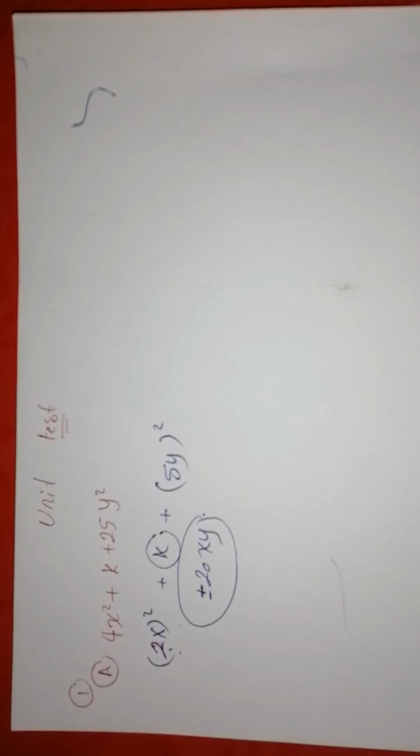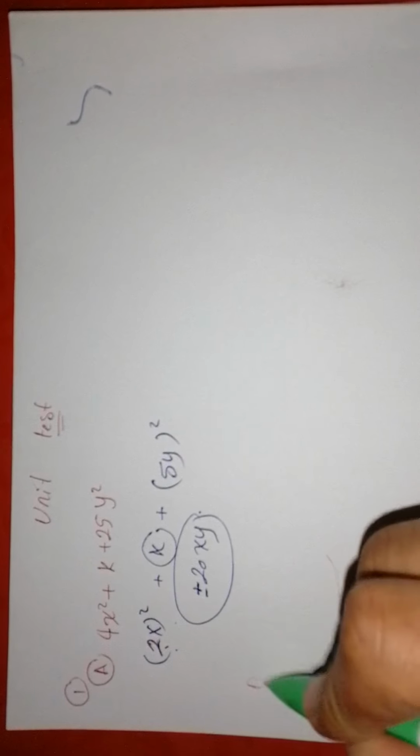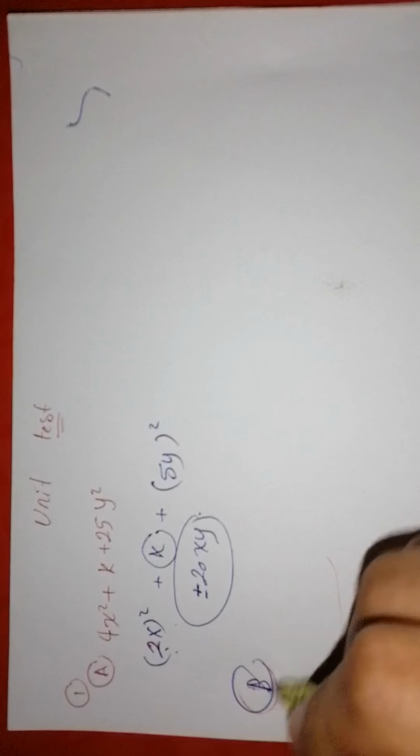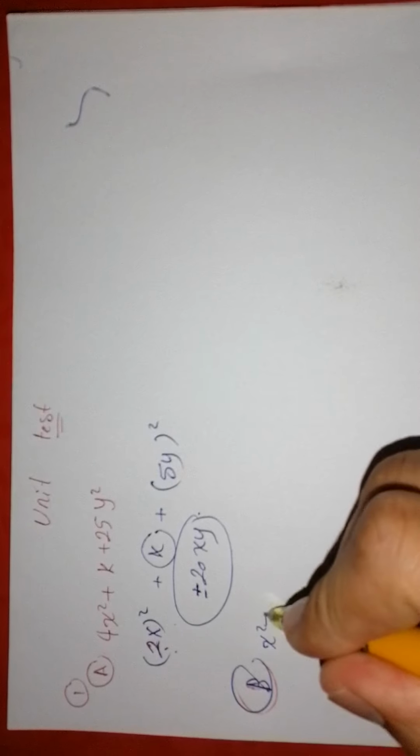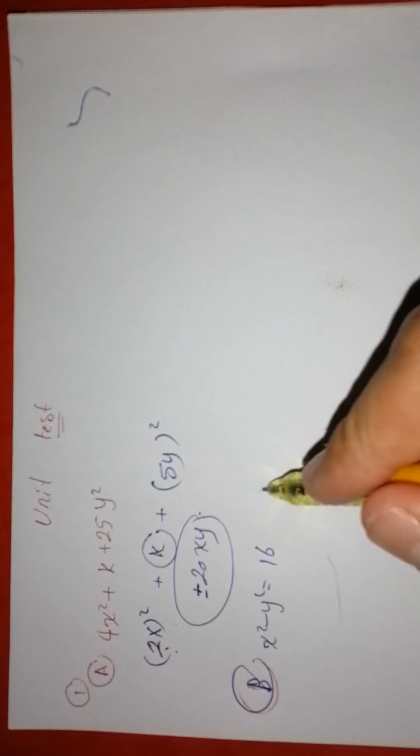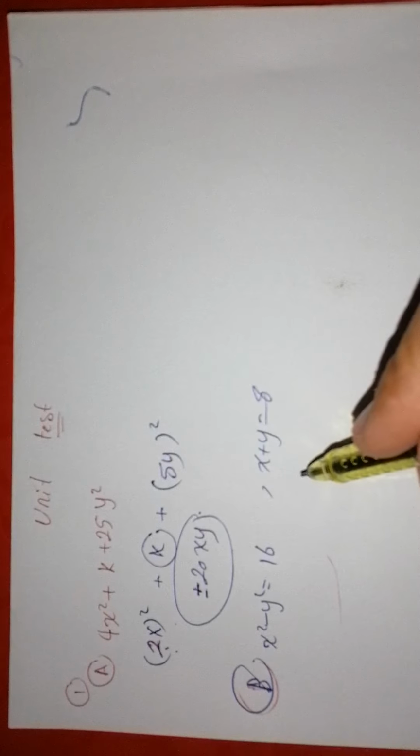Number B, if x power 2 minus y power 2 equals 16 and x plus y equal 8, then x minus y equals dots. So we have number B: x power 2 minus y power 2 is equal to 16, and x plus y equal 8. So what is the result of x minus y?